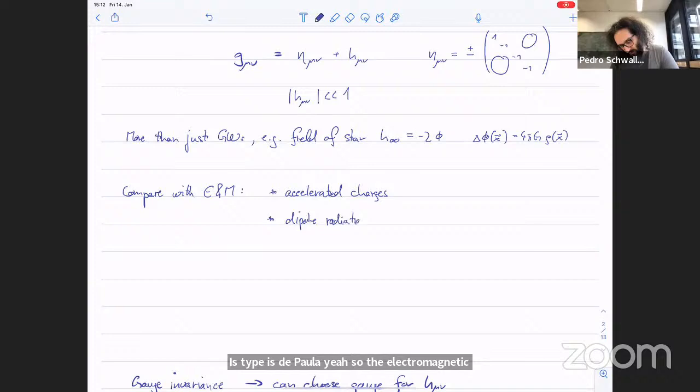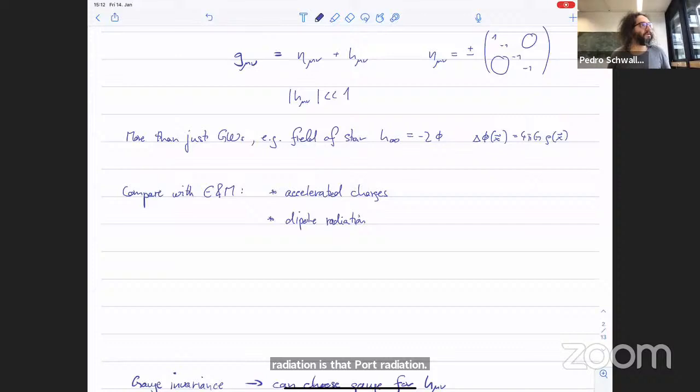Gravitational waves, it's a little bit different. There you have a quadrupole. The leading order is a quadrupole. So it's a little bit different. But it's always good to remember this intuition.